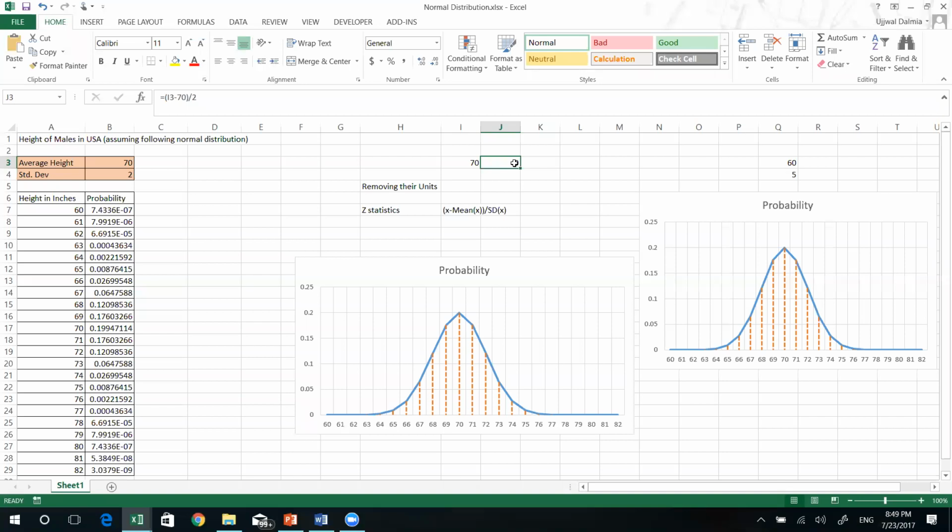Guys, did you notice one thing? The Z score of the mean value is 0. Exactly. The Z score, or the Z statistic, for the mean value is 0. Okay. Now can somebody quickly calculate and tell me what the Z score is for height 72?